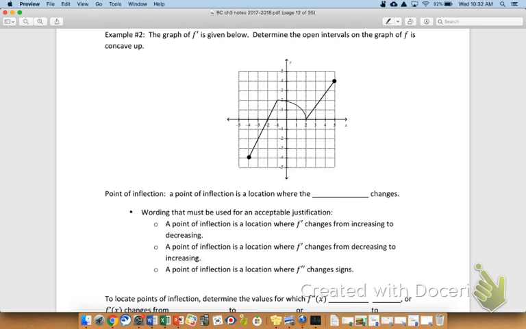Okay, so has anybody found any intervals for number two where you would say f is concave up? How many intervals did you find? Two different intervals? Okay. I will say f is concave up on, what's your first interval? -4 to -1. All right. And you said there were 2 of them, so what's the other one? 2 to 5. Okay.